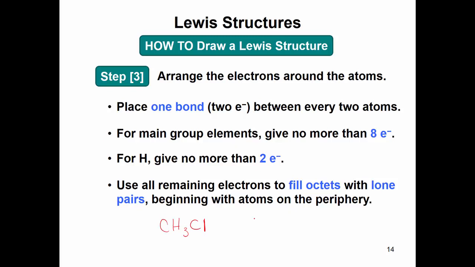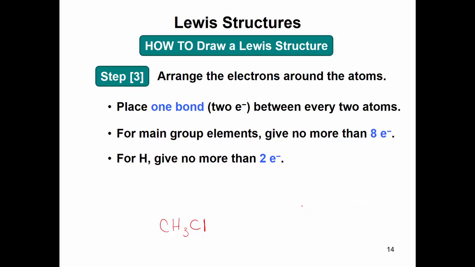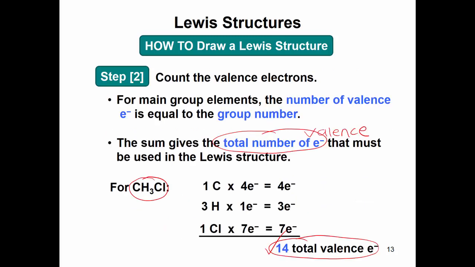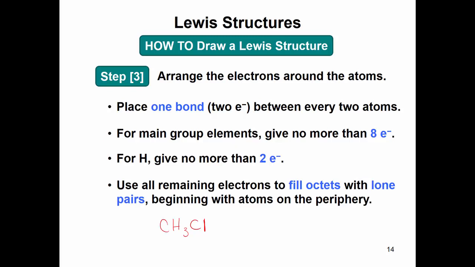And we came up with 14, let me check and make sure here, 14, yes, valence electrons. Okay, and now it's telling us to place 1 bond, 2 electrons, remember there's 2 electrons in every bond, between the atoms. So we try to arrange them, and we know how many valence electrons we're supposed to have. And now we make bonds between those atoms.